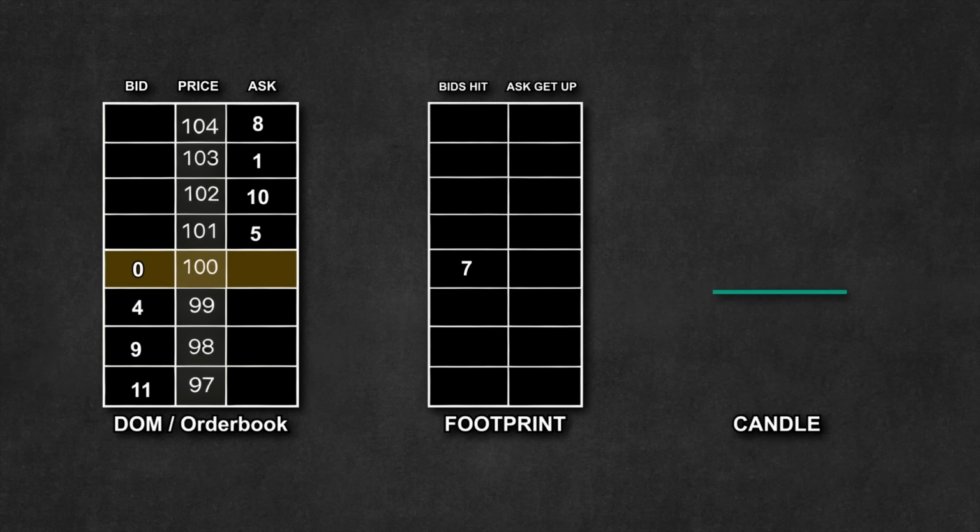Then someone else arrives and lifts 5 contracts sitting on the ask above. Those 5 disappear from the order book, recorded in the footprint. Price ticks up 1 level. The candle moves up 1 tick. This is exactly how buyers and sellers move price. Not the passive ones sitting in the book, them. The ones you can't see coming, the market takers, the aggressors.